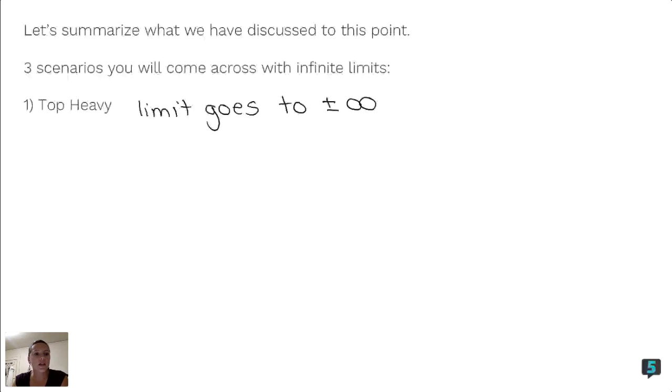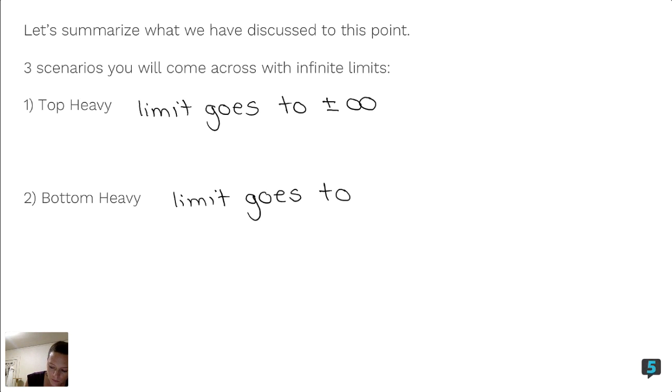Okay. The next scenario we came across was bottom heavy. So this is where the term in my denominator is growing faster than the term in my numerator. And in the bottom heavy situations, we found that the limit goes to 0. And my third situation was that the exponents are equal, or the term in the numerator and the denominator growing at the same rate. And in this case, the limit goes to the ratio of the coefficients.